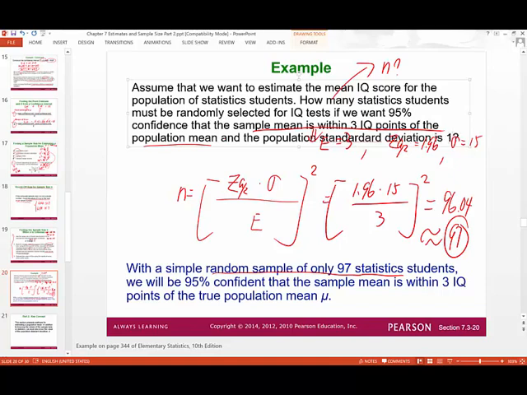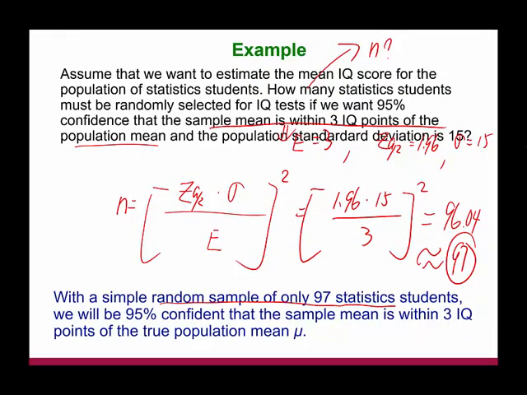It's 15. Okay. Now it will be a proper question. And it turned out to be the simple random sample, 97. So these students will be able to have 95% confidence that the sample mean is within 3 IQ points of the true population mean.